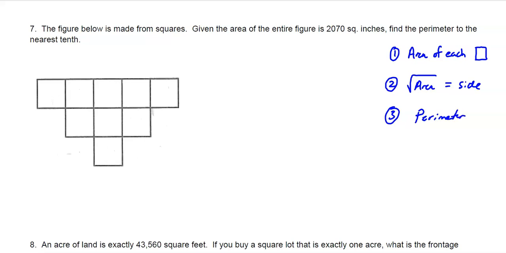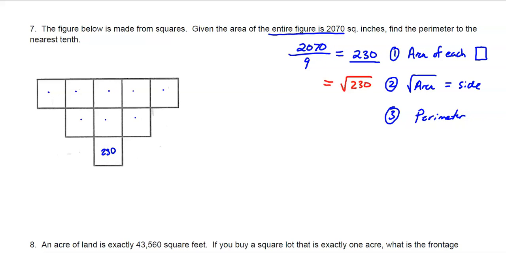So step 1, how much is the area of each square? If the entire figure is 2070, I need to divide that by, there are 1, 2, 3, 4, 5, 6, 7, 8, 9 squares there. So divide it by 9. That goes in there 230. So I know each square has an area of 230. So like this little square right here has an area of 230. Well, then I need to take the square root of that area, which is going to give me a decimal, I believe. So let me grab a calculator here.